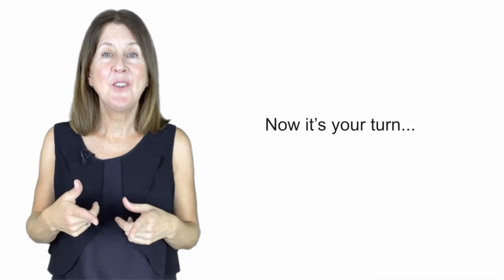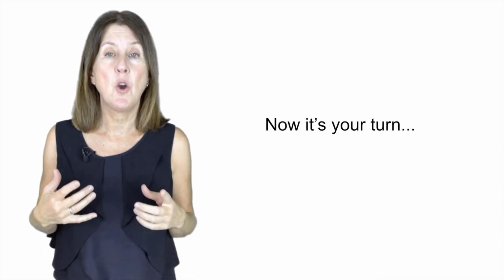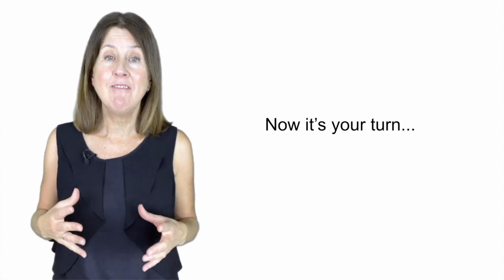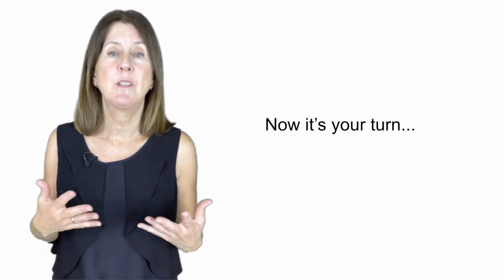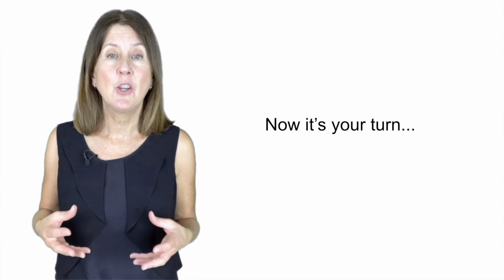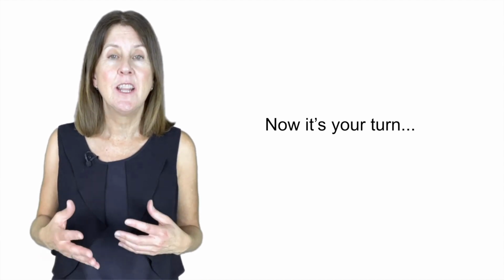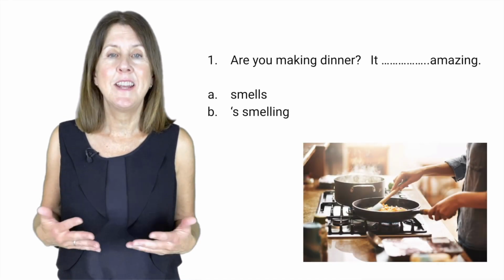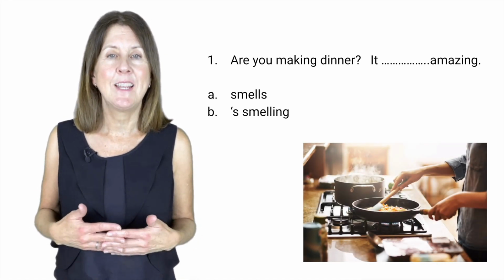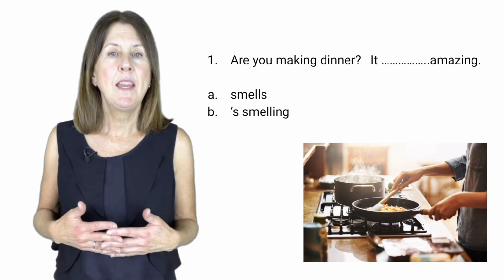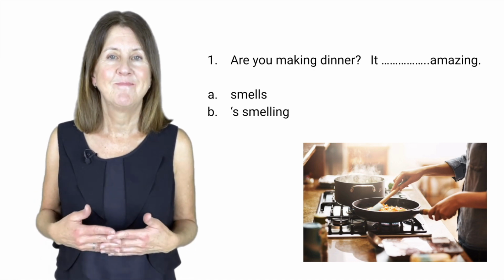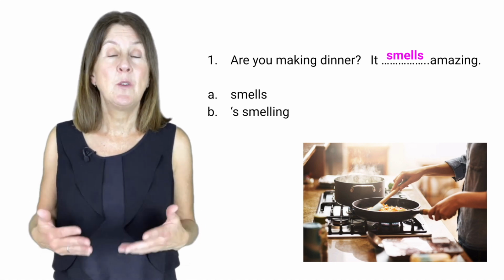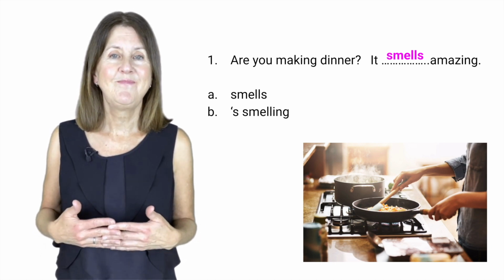So now it's your turn. Fill in the gaps with either options A or B. Remember, a stative verb generally can't be used in a continuous form, and if in the context it's describing an action, it can't be a stative verb. 1. Are you making dinner? It blank amazing. A smells, B is smelling. Smells, this is a state, so we use the present simple.